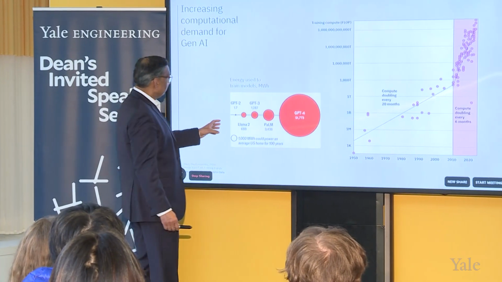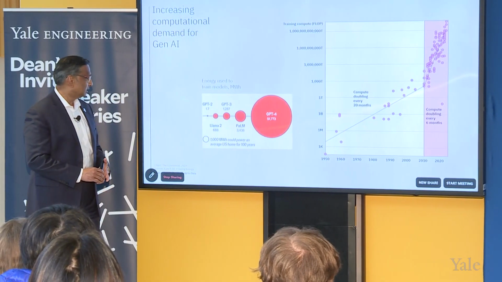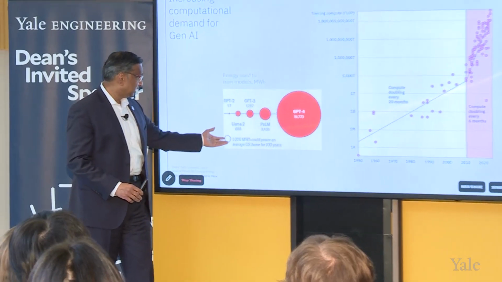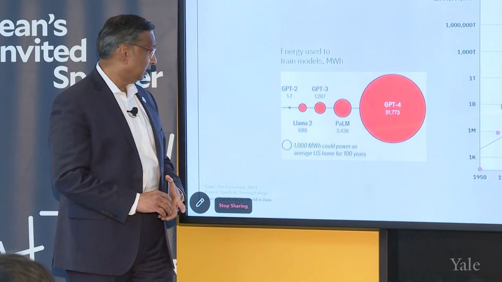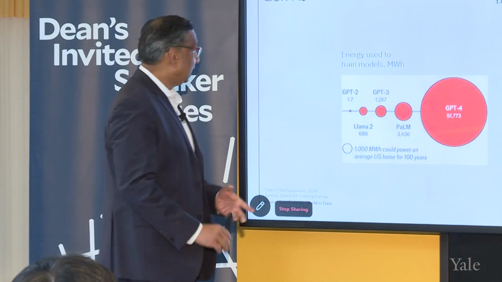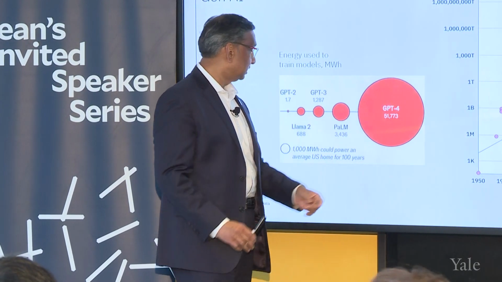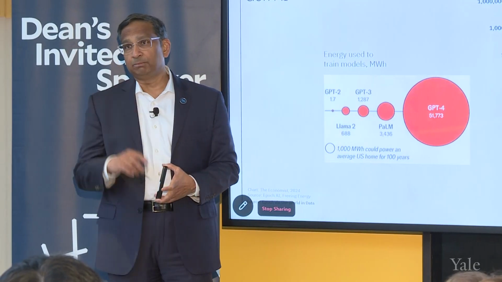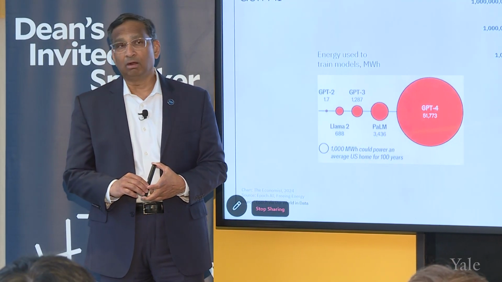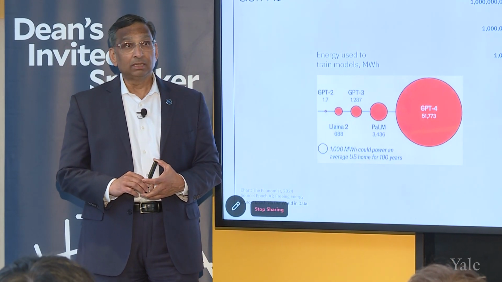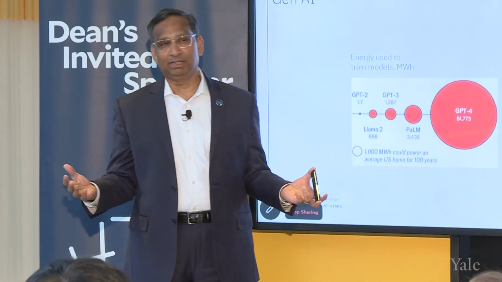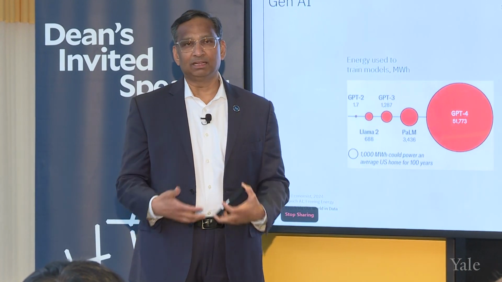To give you an example of how much energy it takes to create these models, the size of this circle is about 1,000 megawatt hours, which can essentially power a US house for 100 years. And look at the size of the energy consumed just by creating one GPT-4 model: 51,000 megawatt hours. That means clearly something has to change, because obviously this is not a sustainable way of creating this AI technology.